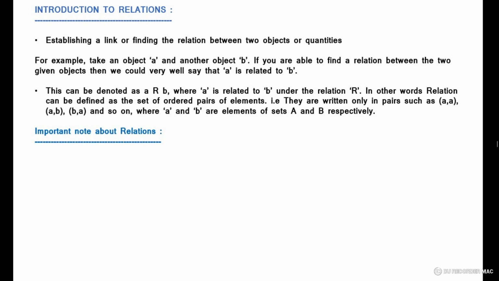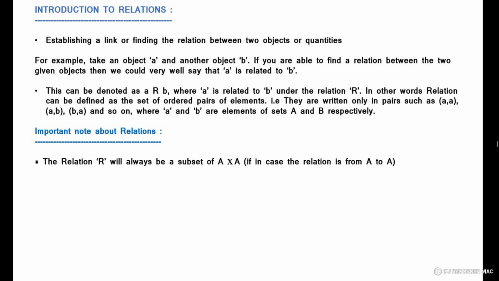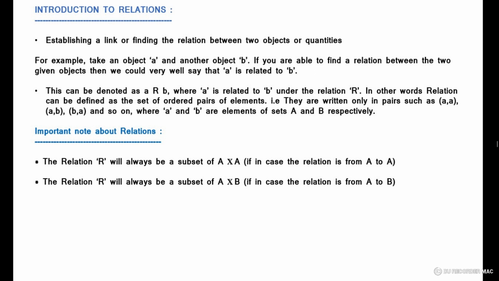Now there is an important note about relations. The relation R will always be a subset of A cross A if the relation is from A to A. What they are trying to say is the relation R will always have elements from A cross A. It can't have elements outside A cross A. And then the relation R will always be a subset of A cross B if the relation is from A to B. Again, the same thing: the relation R will have elements only from A cross B. It can't be from outside A cross B.